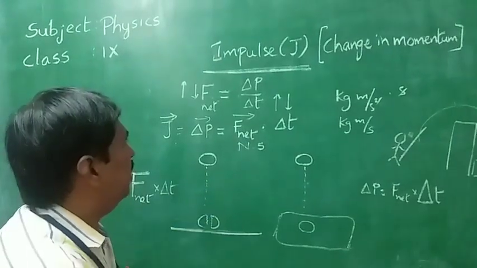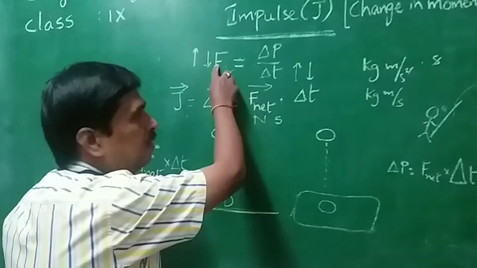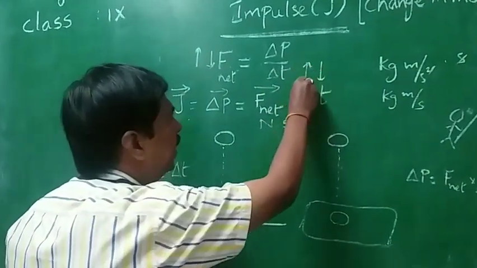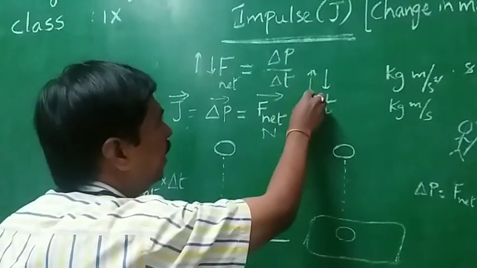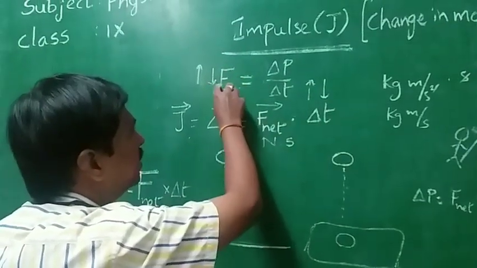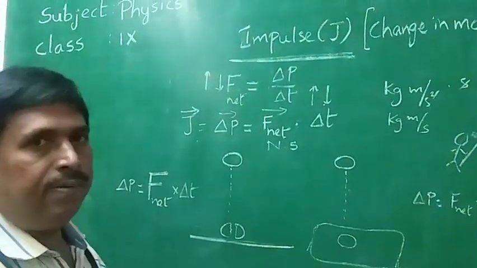If you observe here, this time and this force are inversely proportional. If you have a longer period of time, the force acting will be very less. If you have a greater time, the force acting will be less. If you have less time, the force acting will be more. Based on this, you have an activity here.